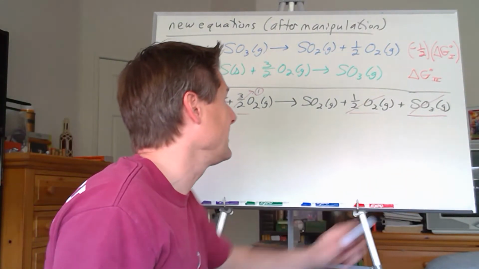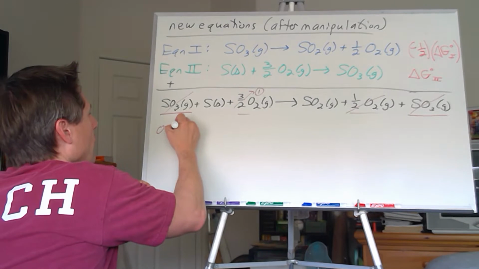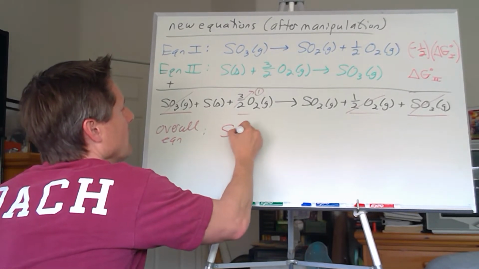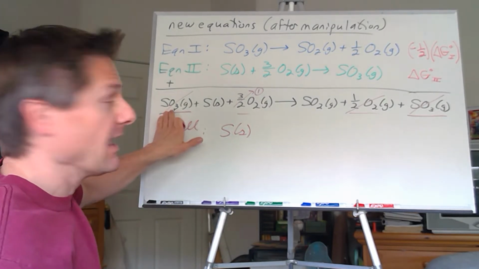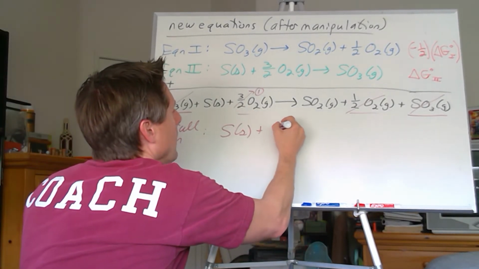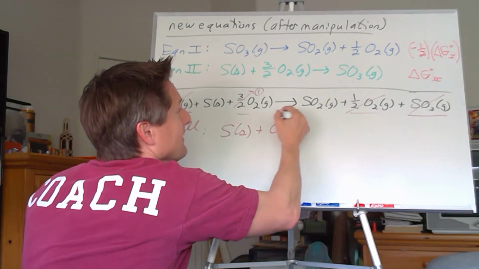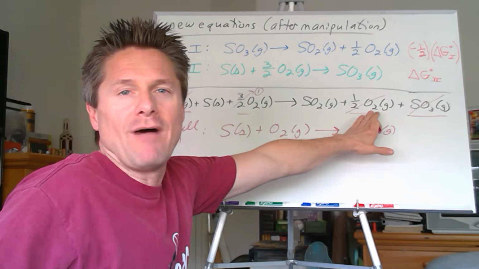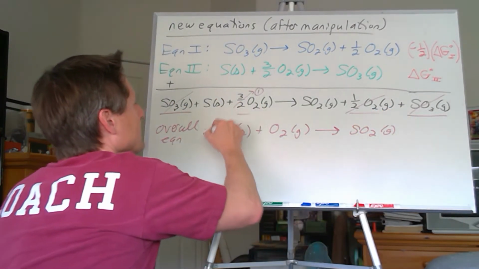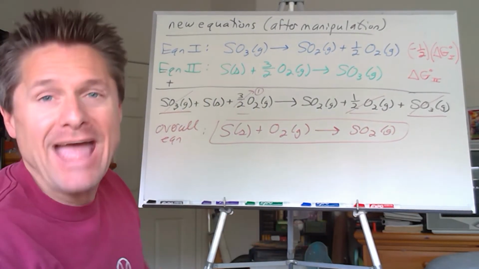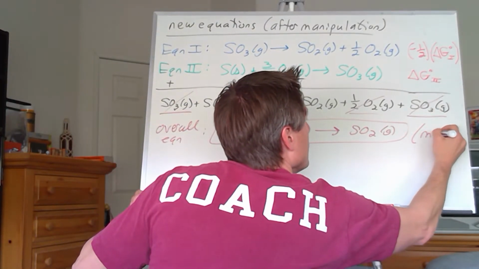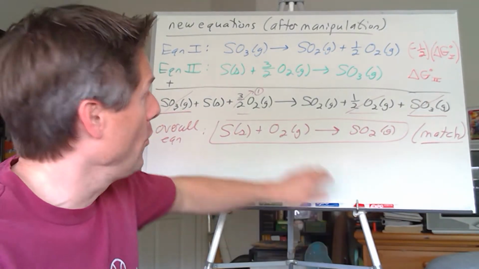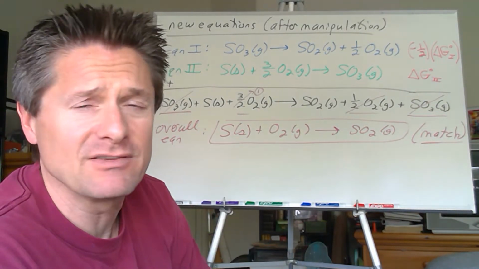And then the sulfur dioxide does not cancel out. So our overall equation will be solid sulfur, because that's left. The SO3 is gone, plus 1 mole of oxygen gas, giving us 1 mole of sulfur dioxide. The 1/2 mole of oxygen's gone, the sulfur trioxide's gone, and that matches the original equation provided. Always do that. Always do the overall and make sure it matches, because if it doesn't, you know you're off.